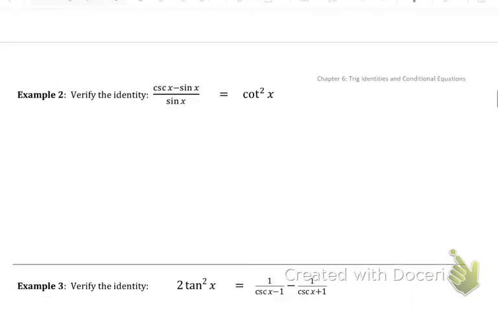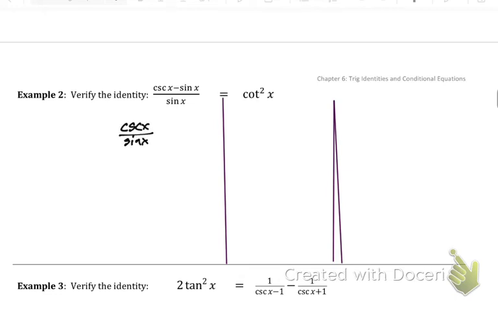I'm actually going to show 2 ways to solve this one, just like I showed 2 ways to solve the other one. I'm going to have an area where I'm not going to write to the right of it. I'm going to work on the left-hand side because I'm pretty sure that looks more complicated than the right-hand side. I'm going to split apart this fraction. I'm going to have cosecant x over sine x minus sine x over sine x.